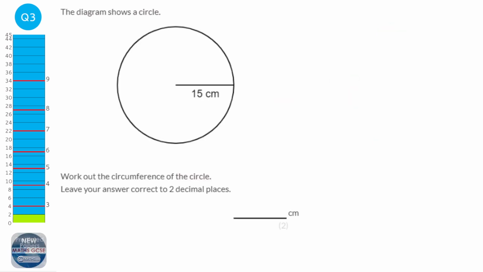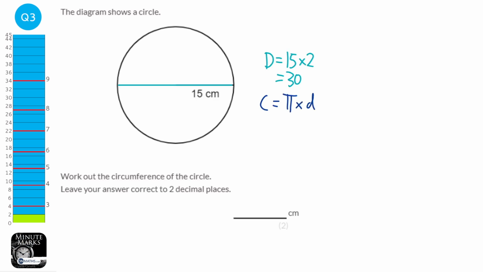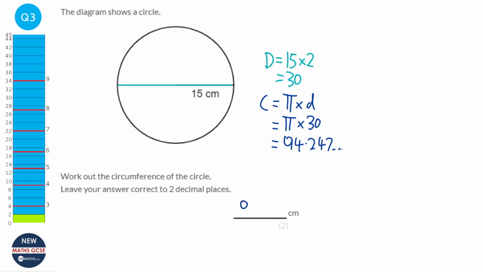To work out the circumference, we need the diameter, and the diameter is just the full distance across a circle. So to work out the diameter, we take the radius and times it by 2, which gives us 30 centimeters. The formula for the circumference is pi times the diameter, so pi times 30. On the calculator, you get 94.247 and so on, and when you round that, you get 94.25. We rounded it to 2 decimal places because that's what the question asked.